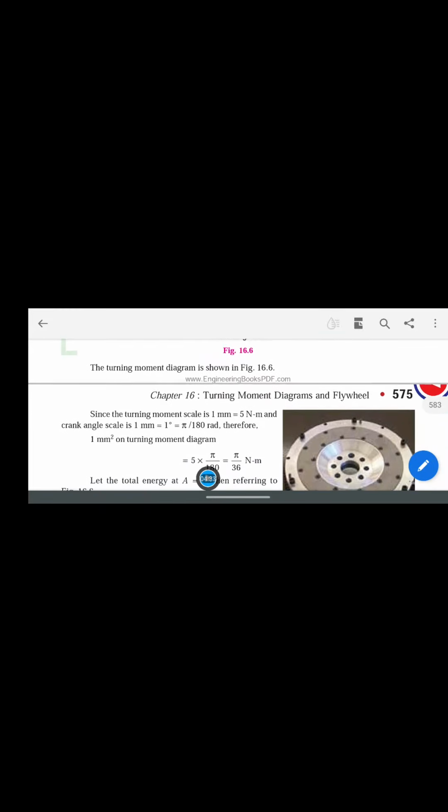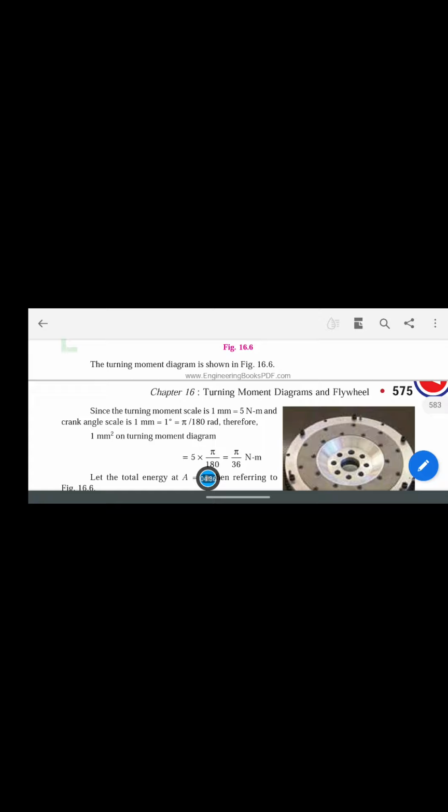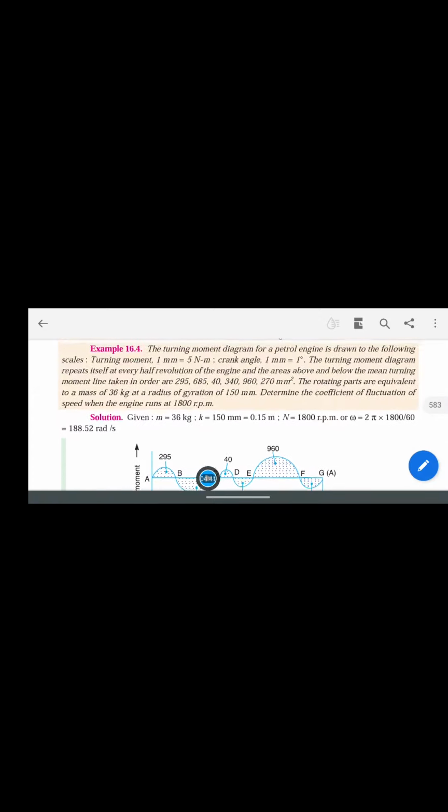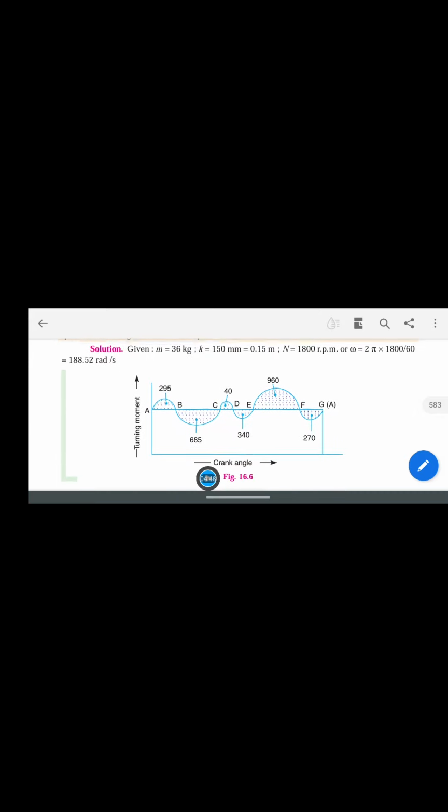The scale is given as 1 mm is equal to 5 Newton meter and 1 mm is equal to 1 degree. Let us have a look at the problem once again. First we need to convert that scale into energy. So 1 mm square is equal to 5 into 1. It is given in degrees, so we need to convert it into radians. 1 degree is equal to pi by 180 radians. So pi by 180 into 5.